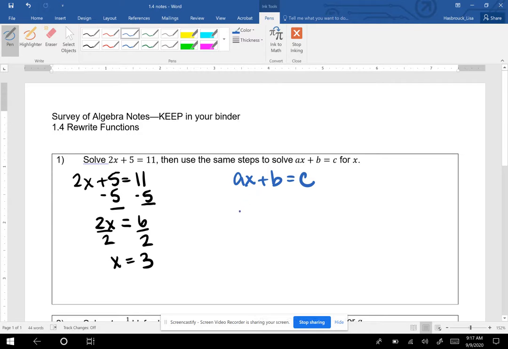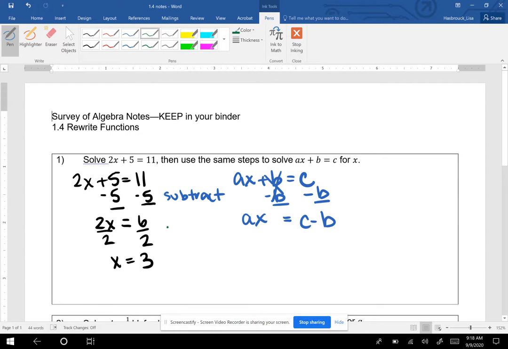So we're going to get x alone again. Now notice over here we started by subtracting. We're going to do the same thing over here. We're going to subtract b from each side. a times x is now there. These b's cancel out. Equals. We don't know what c minus b is, so we just write it as c minus b.